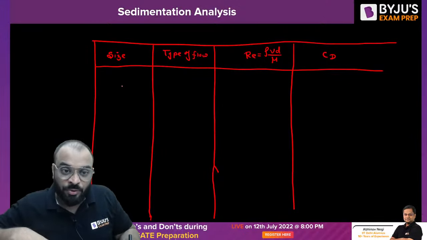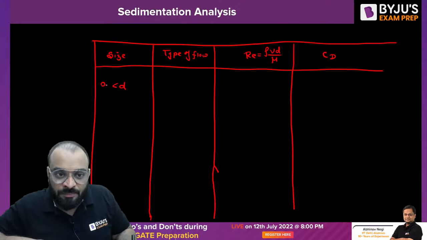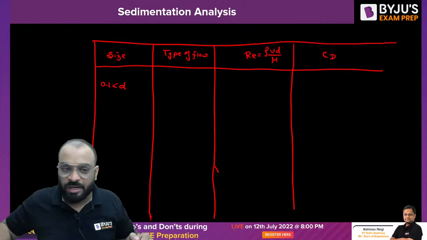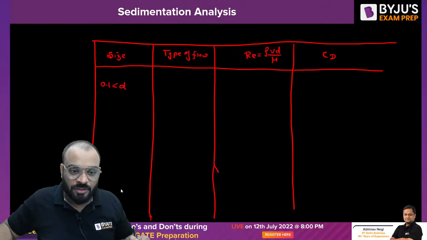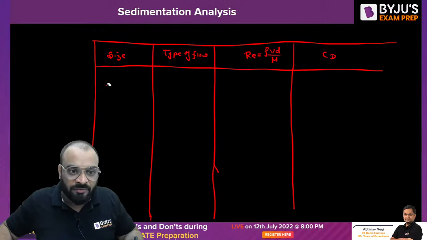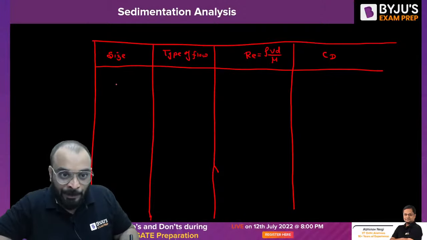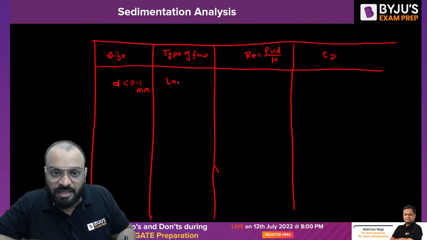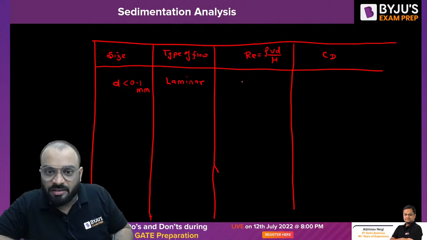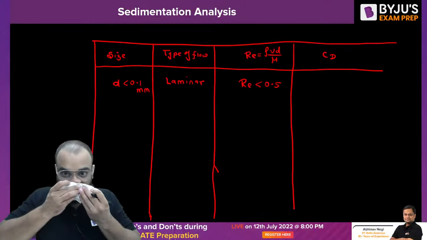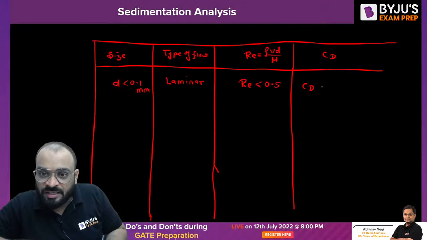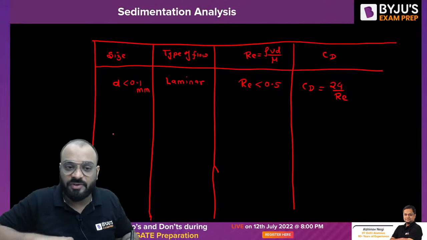Now guys, let us suppose the size of particle is less than 0.1 mm. Then what should be the value of drag coefficient? Less than 0.1 mm, so the flow will become laminar flow, and Reynolds number is less than 0.5. So the drag coefficient is 24 by Re. 24 by Re. Please remember this value.